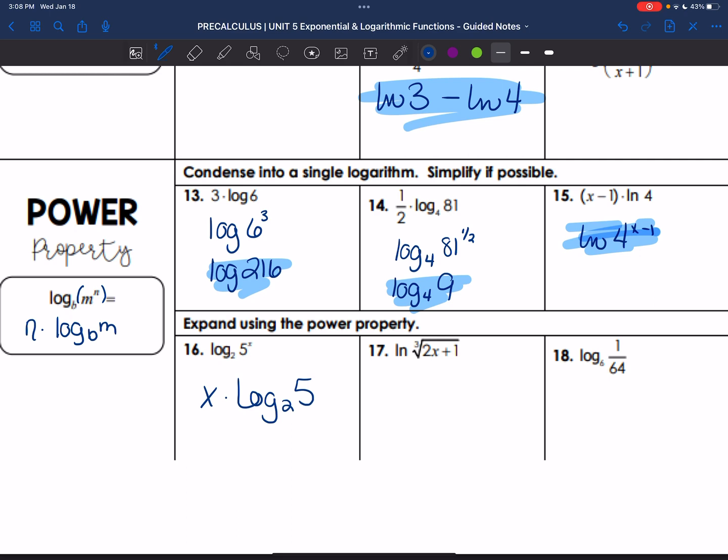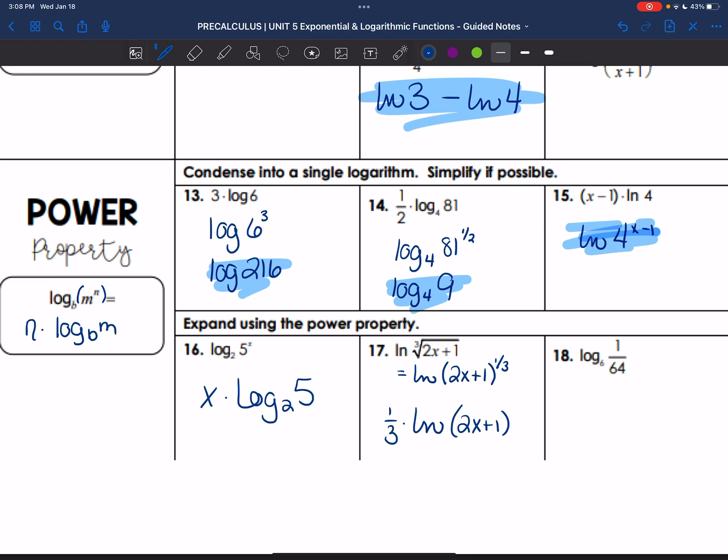How can we actually rewrite this cube root? How can we rewrite this cube root, instead of a cube root, writing it as an exponent? This would be the same thing as saying your argument to the 1/3 power. And so when we rewrite that, we'll just bring that power and multiply our natural log of 2x plus 1 by that amount.